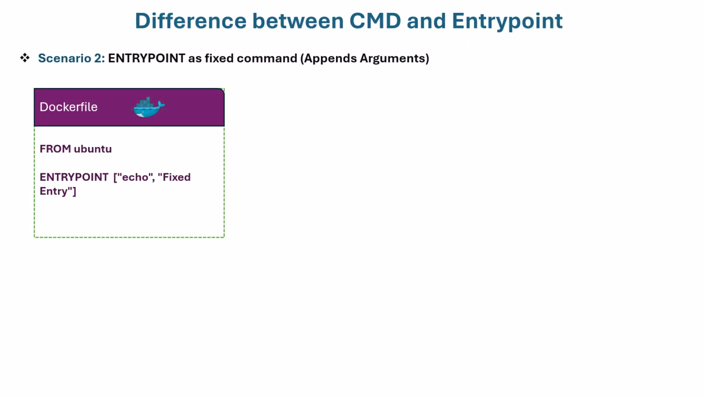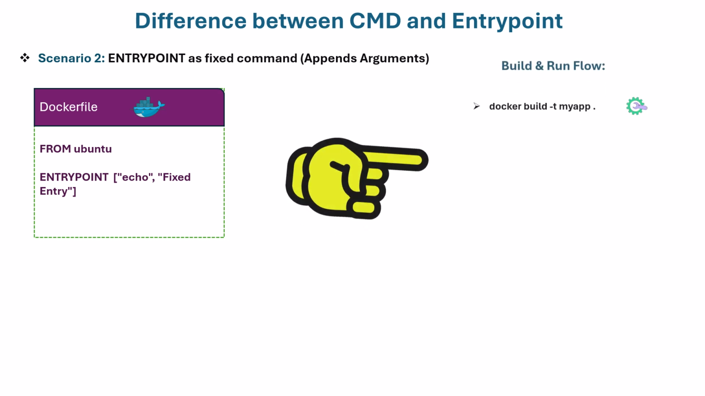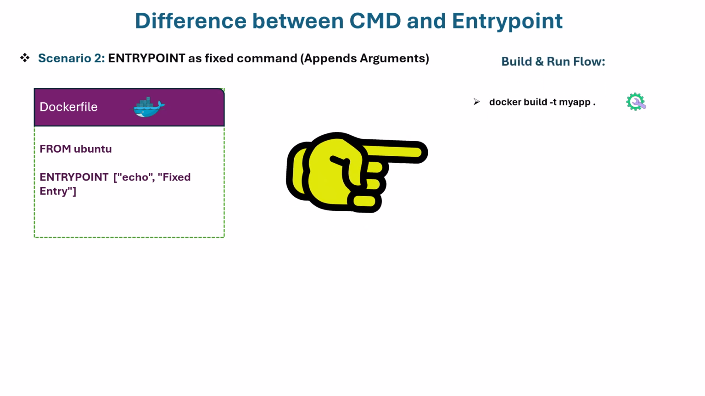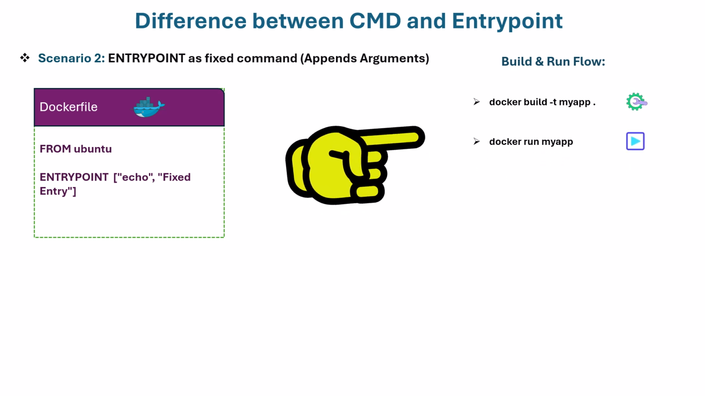Let us understand scenario 2, where ENTRYPOINT is a fixed command. You can see there is a Dockerfile which contains two instructions: one is FROM ubuntu followed by ENTRYPOINT with echo, comma, fixed entry as arguments. Now let us build the image. Once you build the image, then run the container. The output when you run the container is fixed entry. That's because ENTRYPOINT defines the fixed command that always runs.